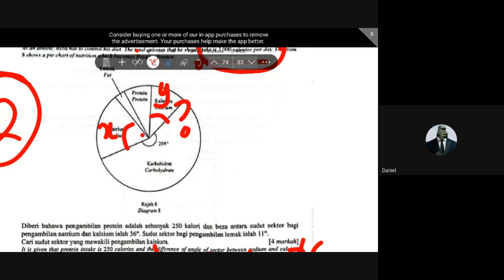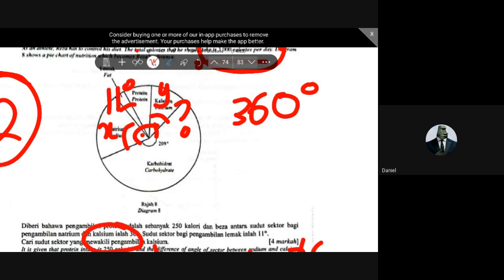So first of all, you have to know that satu bulatan total 360 degrees. Jumlah sudut 360 degrees. So you have to add all the angles here. Fat, the question already told you 11 degrees. Protein, you need to count from here. Do you know how to count, like convert the calories to degrees? Do you know how to perform that calculation? If you know, you can tell the answer. Can you tell? Oh, I'll teach.